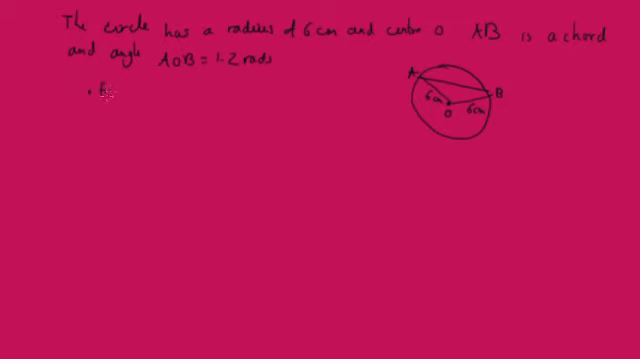Firstly, we want to find the area of the sector AOB. So that's going to be half r squared theta. So it's half times 6 squared, and theta is 1.2. Working all that out, we'll get 21.6 centimetres squared.